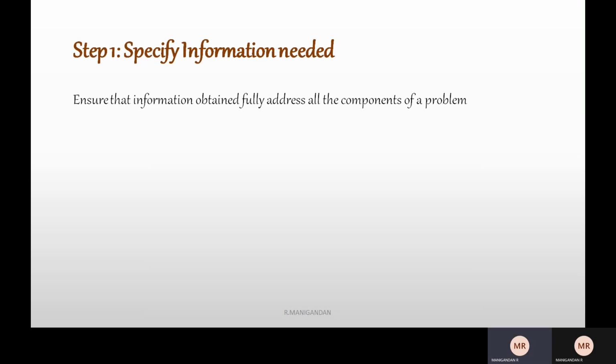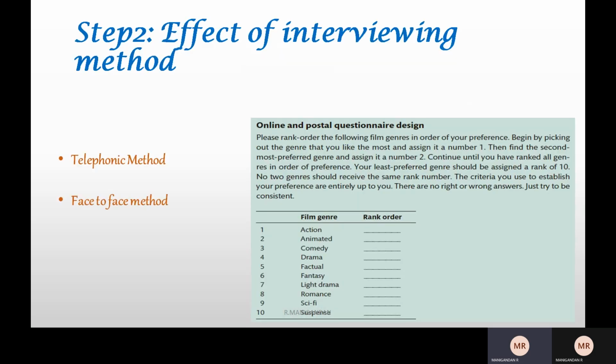So you need to give a proper answer for that. The next thing is the effect of interviewing method. The first one is the telephonic method, and the next one is the face-to-face method. I already discussed that. In the telephonic method, while you are calling any person, he is giving the right answer or a wrong answer, based on the person.